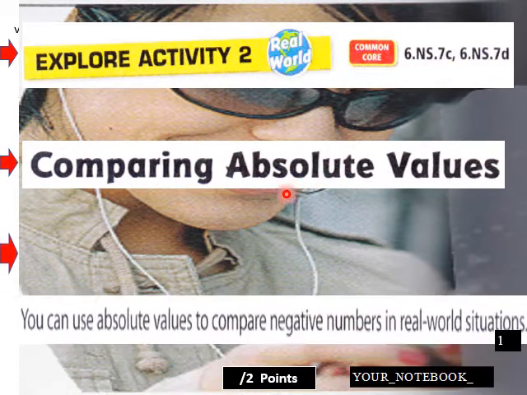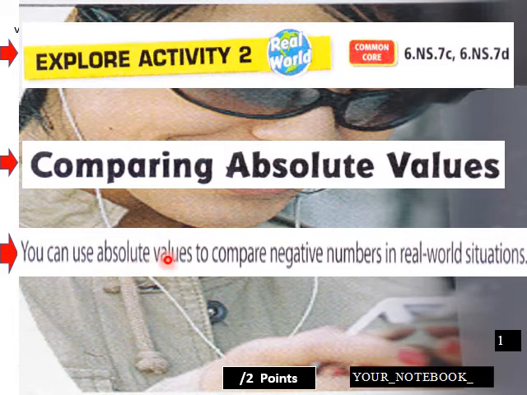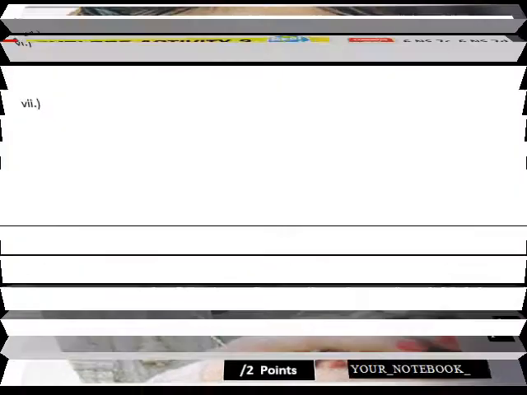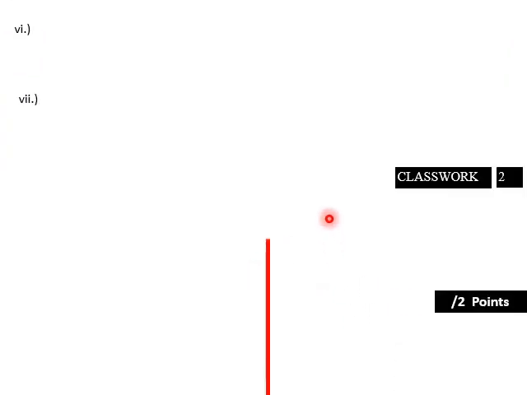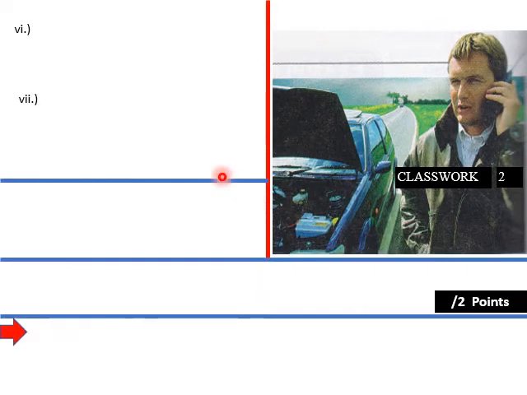Comparing absolute values. You can use absolute values to compare negative numbers in real world situations. So this is just to tell you that negative numbers are very useful in everyday life. Let's go right into our first example of the day here.